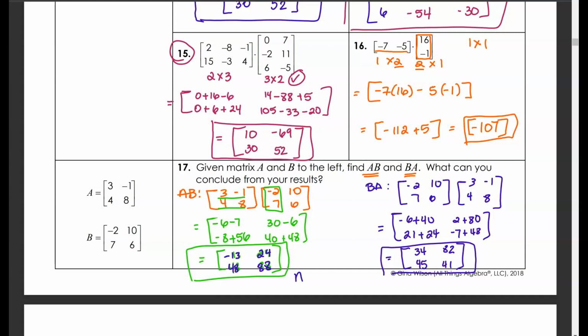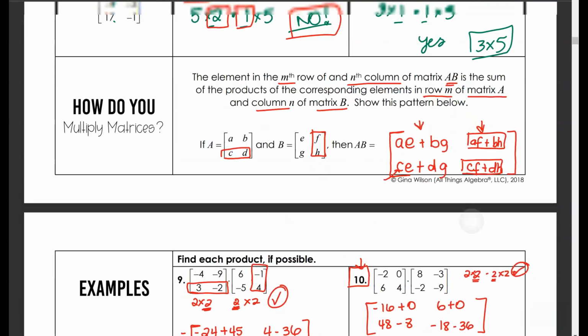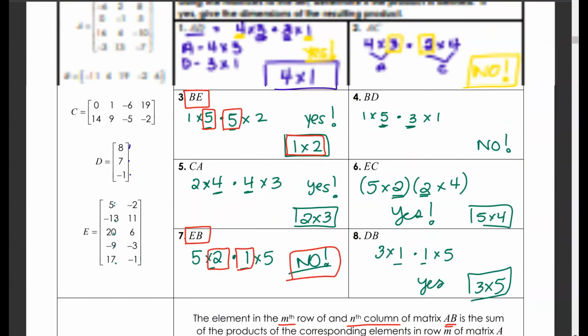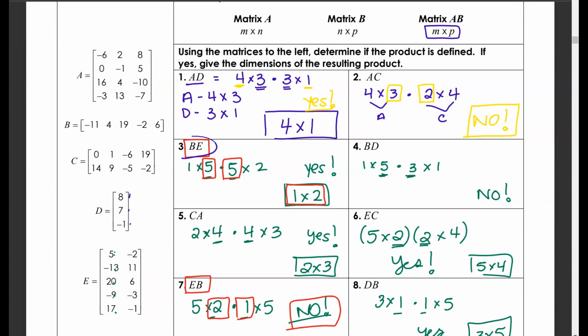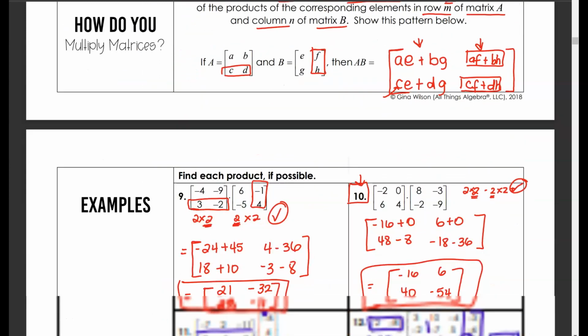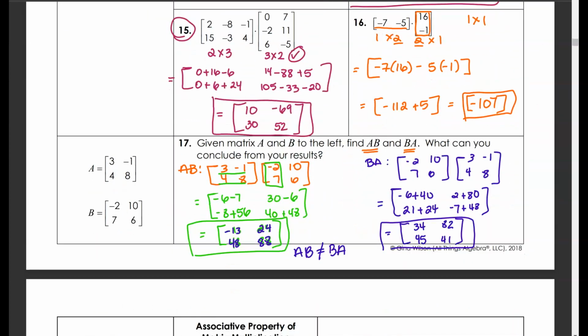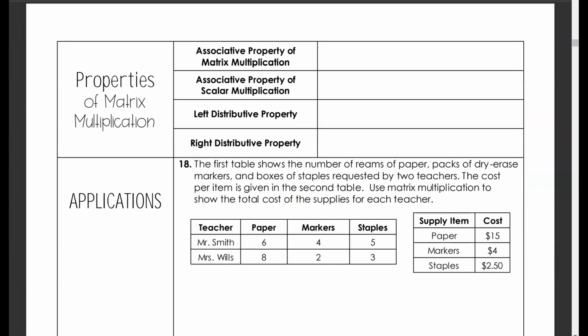So this is telling me that AB, the multiplication of matrix A times matrix B, does not equal BA, the multiplication of B times A. Therefore, the commutative property does not work with matrices. And we kind of saw that earlier when we were talking specifically of the dimensions. Remember how I talked about BE and EB, right? So that commutative property does not exist when it comes to matrices. It does not work.